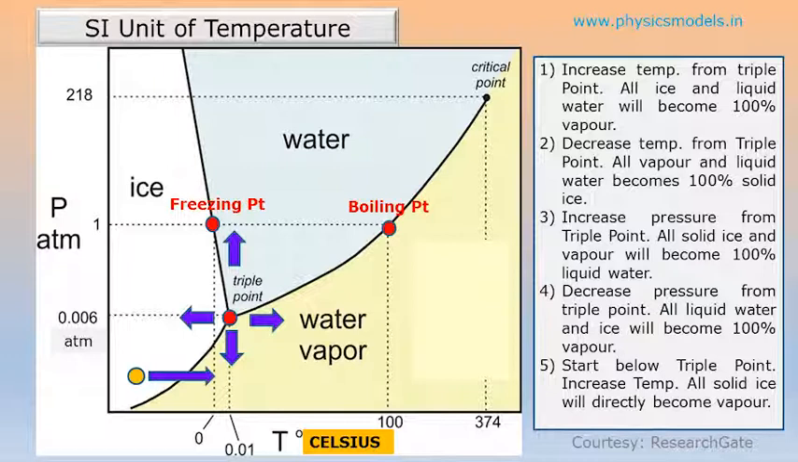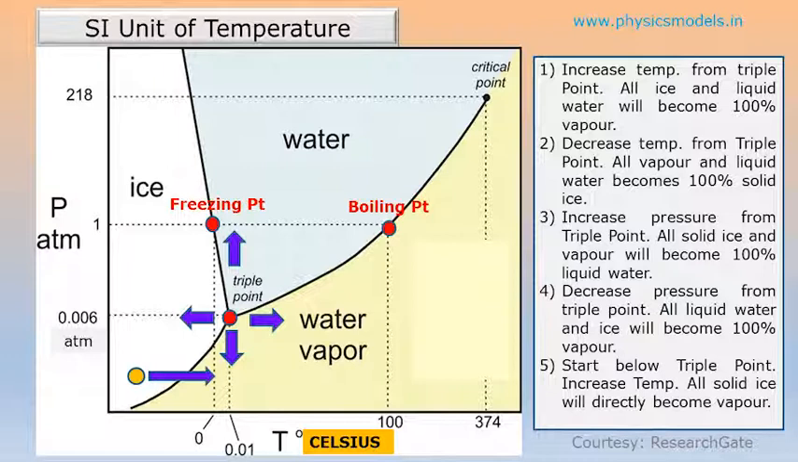If we move to the left from the triple point, everything will land up as solid ice. That's because the temperature is being reduced towards the left. If we move downwards from the triple point, everything will become water vapor because the pressure is being reduced, so ice and water will evaporate.